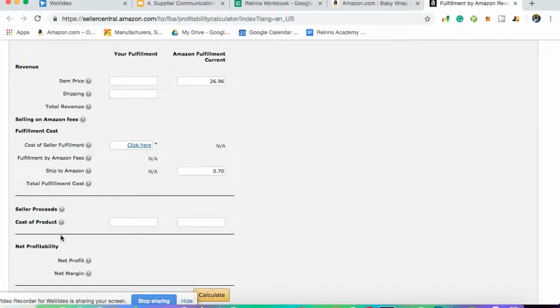Once you've done that, the next thing is we go back to the calculator, and look at what we need to put now. We need to put something called cost of product. This is the cost of acquiring the product from your supplier, or the cost required to manufacture the product, as a single unit. So now, what is our cost of product, guys?